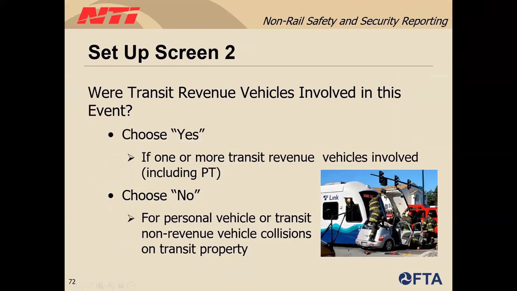As I mentioned, if you chose collision on screen one, then screen two captures if there were transit revenue vehicles involved in this event. Select yes if this is true, which includes purchased transportation vehicles as a transit vehicle, since you are reporting for this service. You would select no when the collision involves a private vehicle on transit property or a transit non-revenue vehicle collision occurs on transit property. These are typically maintenance vehicle collisions that meet a threshold.